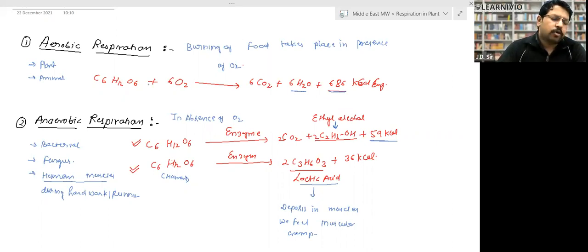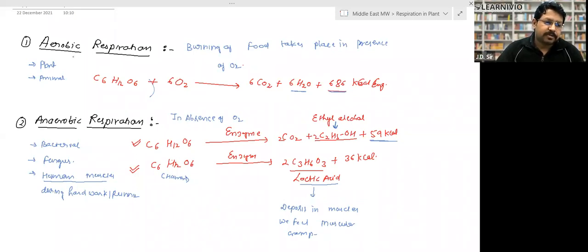Now aerobic respiration and anaerobic respiration. Aerobic respiration is more effective than anaerobic. Why? Because anaerobes are the backward kind of organism. Aerobic ones are the most advanced, right? Anaerobic are basically bacteria, and they do not have mitochondria. So evolutionarily, the anaerobes are backward, and aerobes are more efficient and more evolved.